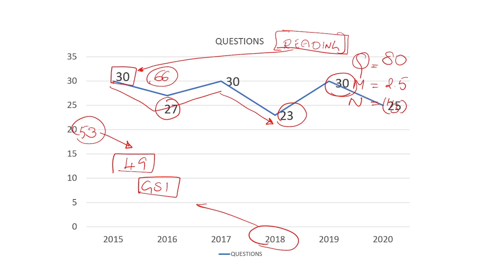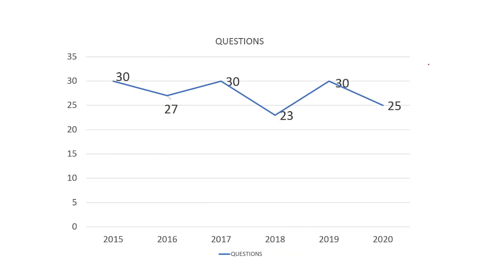And for example, if you see what happened in 2020, it has become 25. So what is the average? See, again think about it, what is the average? It is around 25 questions to 30 questions. So you should know that, let us assume that 25 questions are asked from reading comprehension.